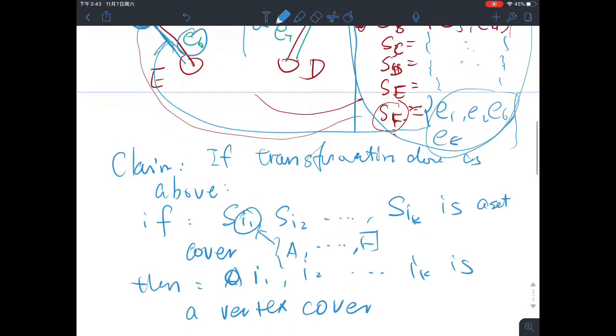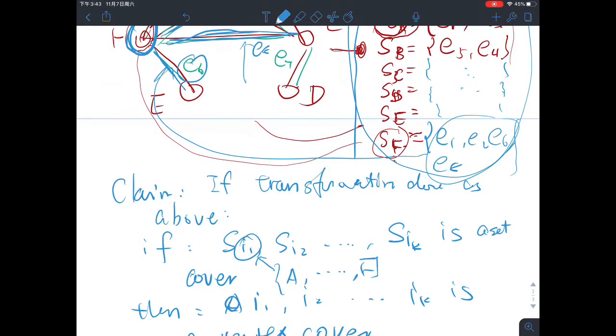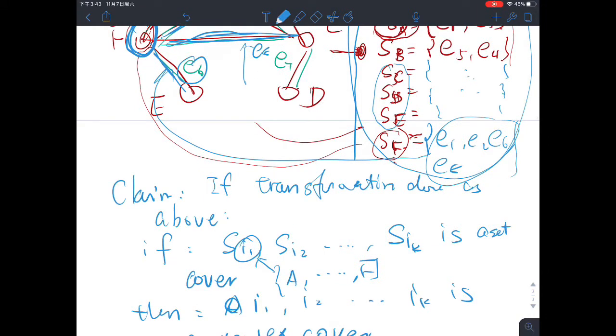That says that if I'm able to find a set cover on the right hand side, and I look at the corresponding nodes, then I should be able to find the vertex cover on the left hand side. It is an if and only if relationship. So if this is not a set cover, then i1 up to ik is also not a vertex cover. Sorry, my screen's frozen a bit.